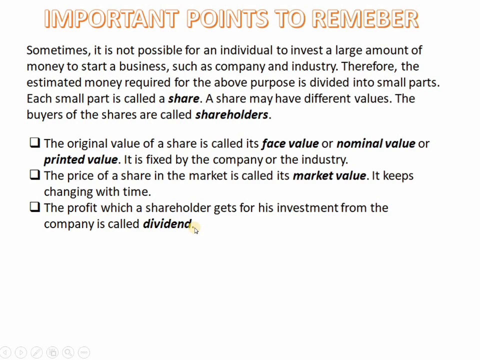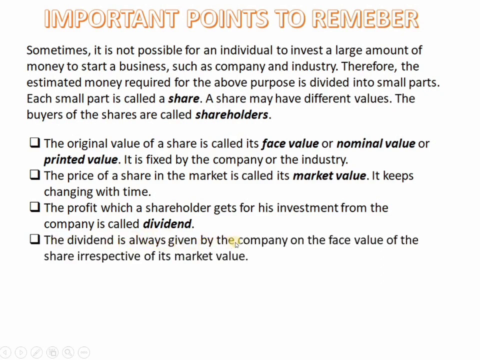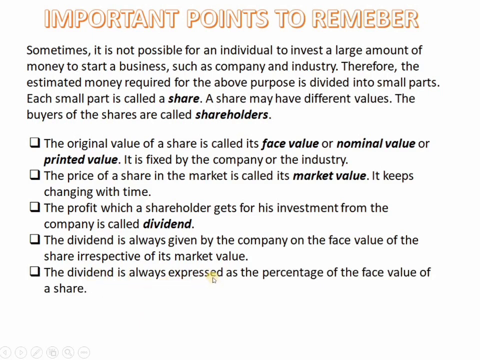Sometimes in a question they may not tell you to find the dividend, but they may tell you to find the annual income. Annual income and dividend both mean the same thing. The dividend is always given by the company on the face value. On the face value we calculate the dividend, irrespective of its market value. Whatever the market value is, we don't bother about that, but dividend is always calculated on the basis of face value, which is always fixed. The dividend is always expressed as a percentage of the face value of a share. So basically these two statements mean the same.